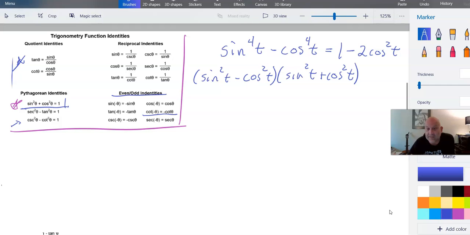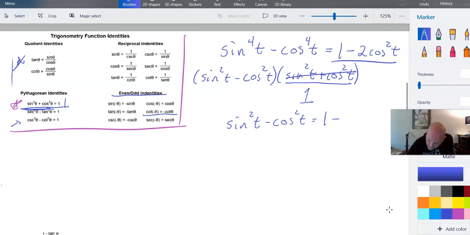Now I'm just working on the left-hand side right now. The right-hand side I'm just going to leave static, and I'll bring that down later. Well, looking at these two factors, our Pythagorean identity says that if I add sine squared to cosine squared, that is the same thing as the number 1. So I can just get rid of this and call it 1. So now I have sine squared t minus cosine squared t is equal to 1 minus 2 cosine squared t. Okay.